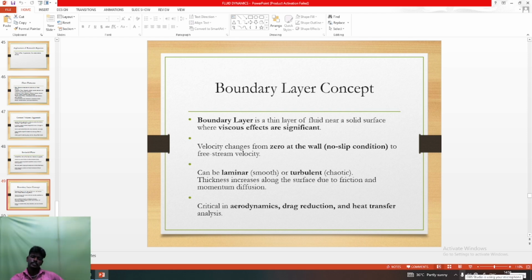It can be laminar, which is smooth, or turbulent. The thickness increases along the surface due to friction and momentum diffusion. Due to the friction and momentum diffusion, we get smooth and turbulent flows. It is critical in aerodynamics, drag reduction and heat transfer analysis.